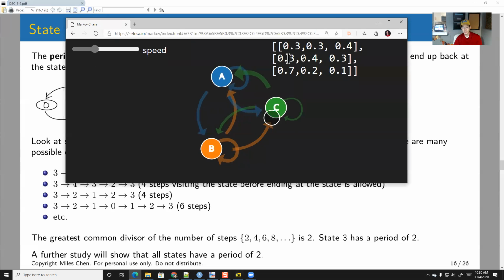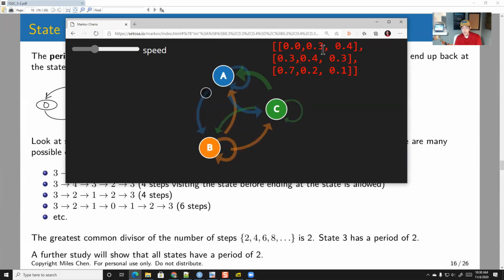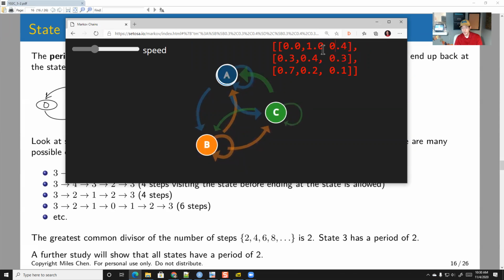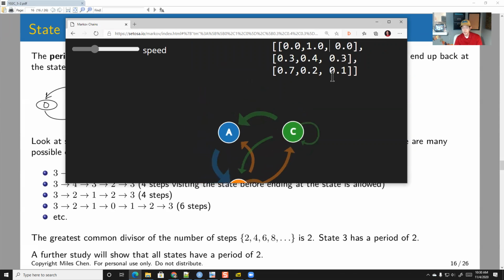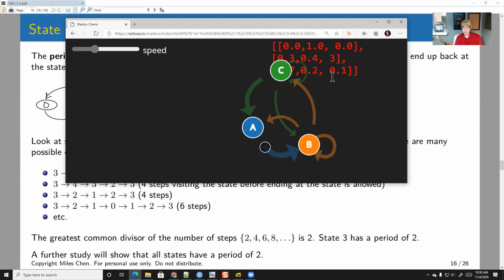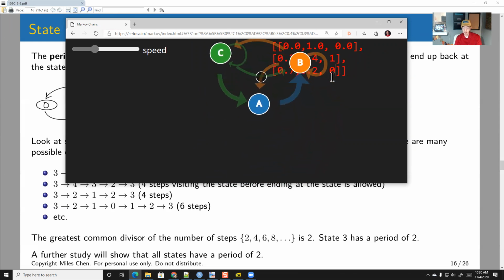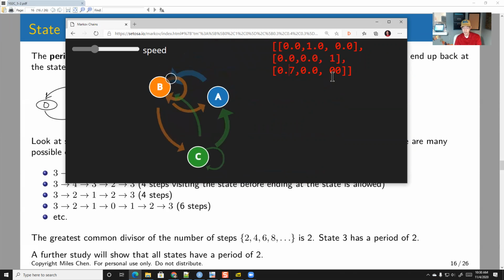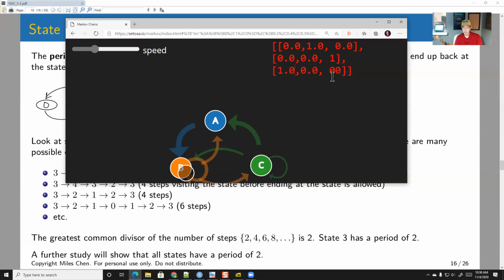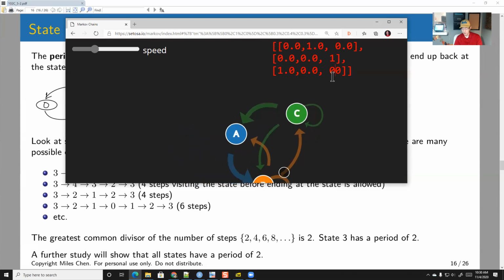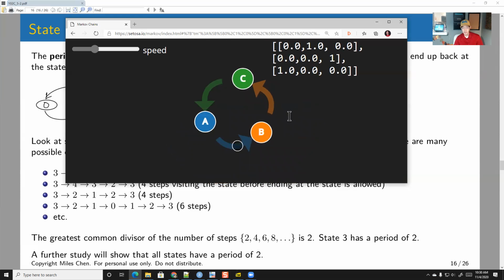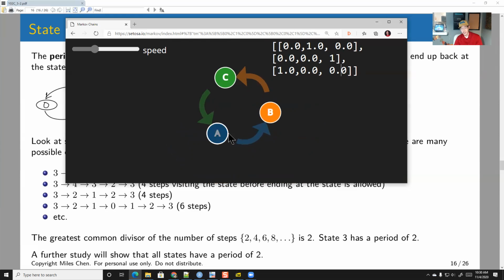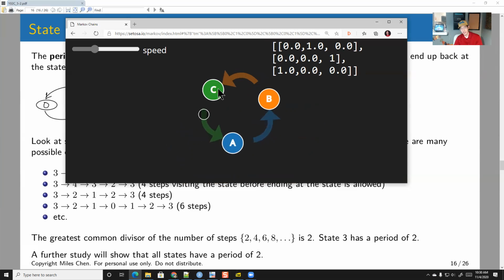I'm curious what this is, so I'm going to put in a 1 here. I'm going to make a Markov chain with 1, zeros everywhere. It's running around on me. Okay, here we go. If you're at A, you have to go to B. If you're at B, you have to go to C, and at C, you have to go to A.